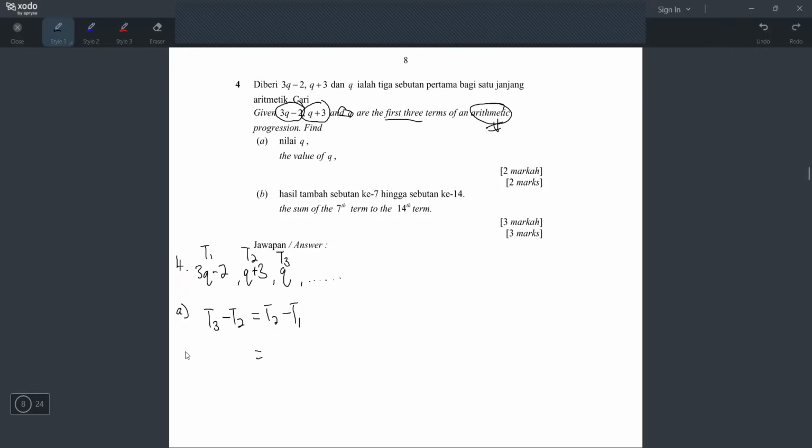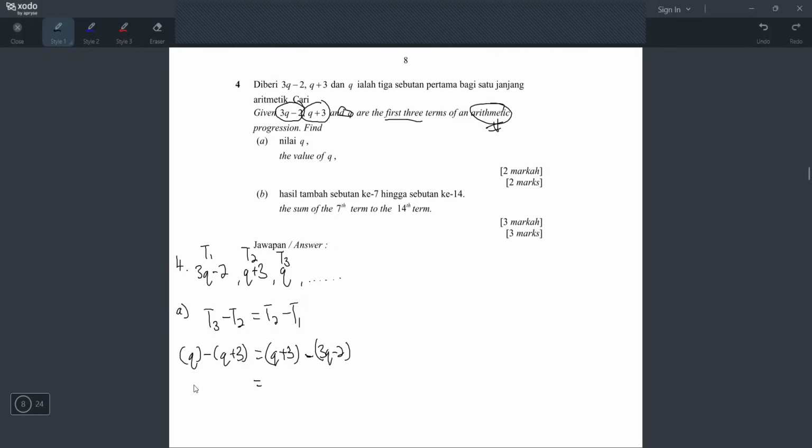So now it will look like this. Q plus 3, open bracket, and then minus T2. Silap. Sorry. T3 is Q. So Q, open bracket, minus T2, Q plus 3, and make sure you write the bracket, equals to T2, which is Q plus 3, make sure you open bracket, minus T1, which is 3Q minus 2, and make sure you open bracket. If you don't open bracket, it will be wrong, because you would think this one is minus 2, but actually it's plus 2, because when you open the bracket, when you expand, the negative 2 here will change to positive because of this minus, right?